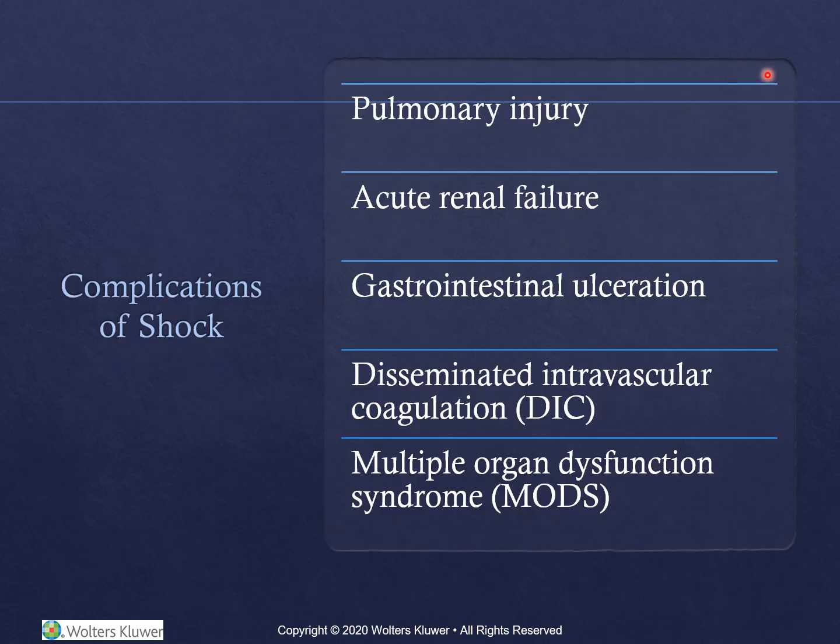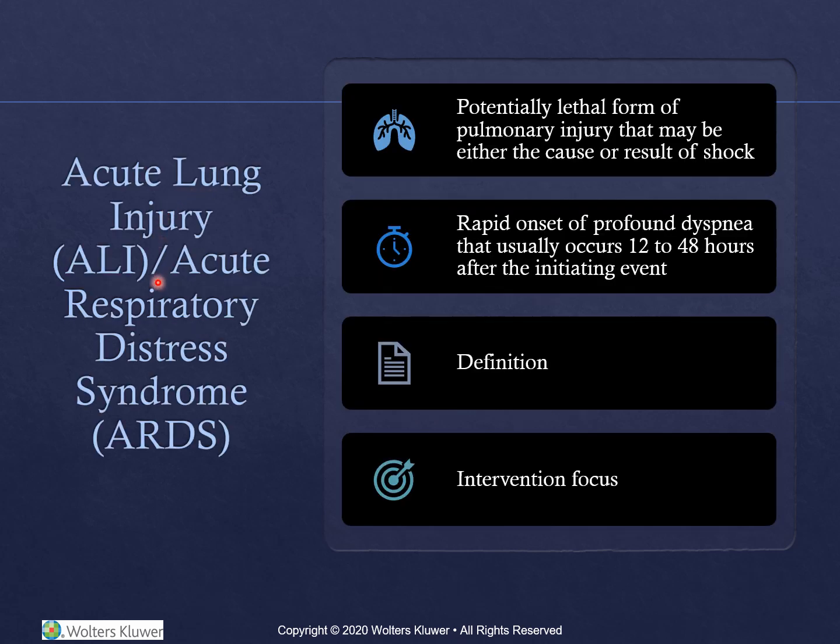So some overall complications of shock, several different categories. It can be pulmonary injury, acute renal failure, gastrointestinal ulcerations, disseminated intravascular coagulation or DIC, and multiple organ dysfunction syndrome or MODS. So with acute lung injury, ARDS, we've talked about these in the respiratory unit quite a bit, but this is a potentially lethal form of pulmonary injury that can be either the cause of or the result of shock. This usually has a pretty rapid onset of profound dyspnea that usually happens about 12 to 48 hours after the initiating event. We talked about the definitions and the focus of interventions in the pulmonary unit, so I would just defer to that conversation for the rest of this piece.